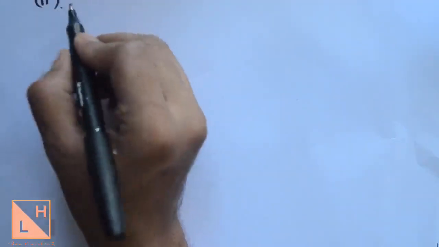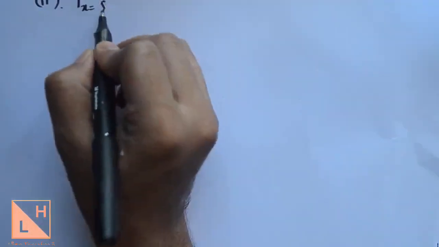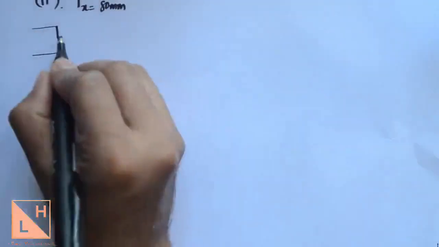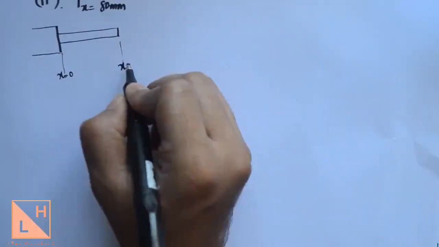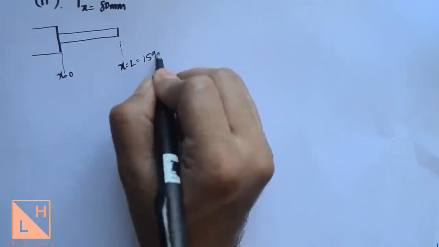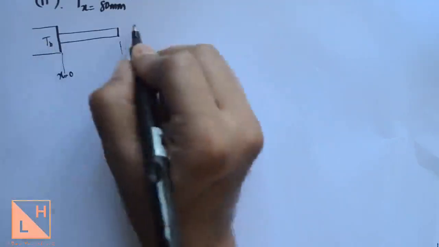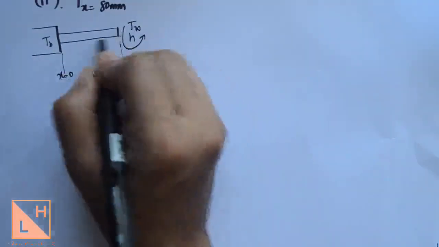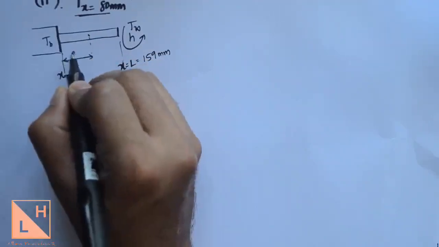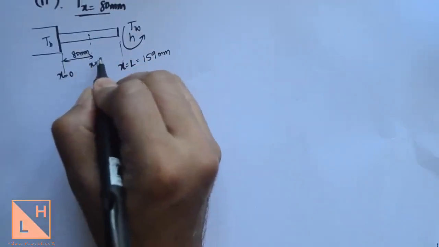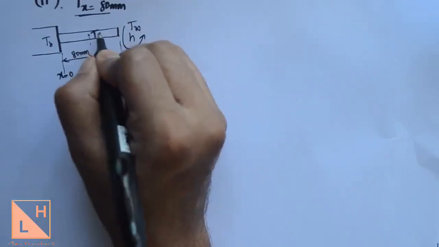Going on to the second sub question, here it is, they've asked you to find the temperature at a distance of 80 millimeters from the base. So we have the length of the fin, the total length of the fin is 159 mm. What is asked in the second sub question is you need to find the temperature at a distance of 80 mm from the base, that is at x equal to 80 mm.